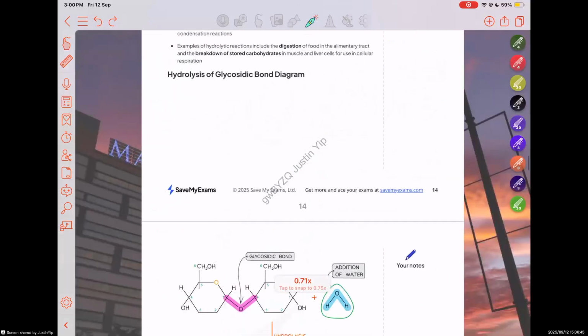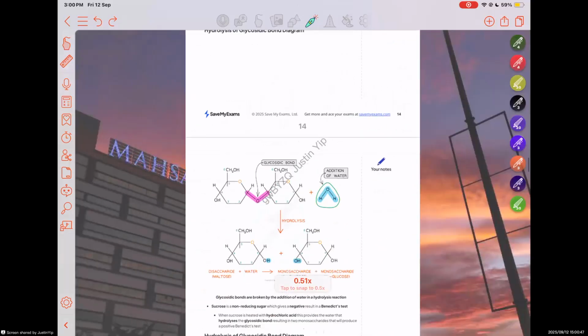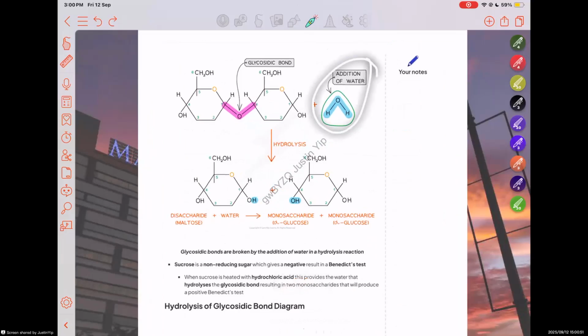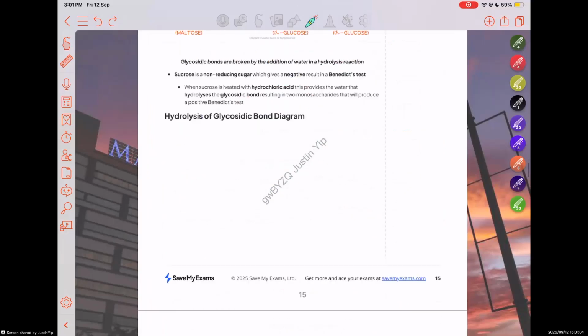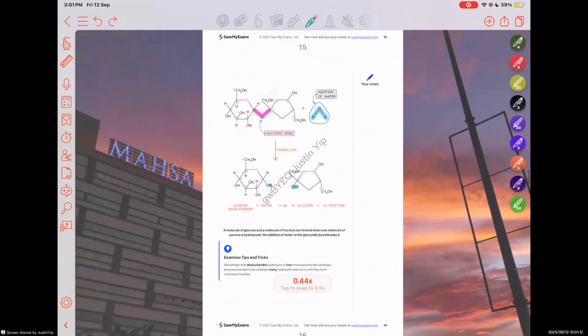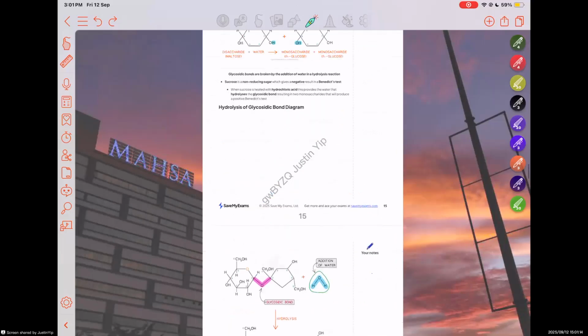Yeah, this one is the summary of it. Although it's a bit detailed here, the summary is that when you add water, you can break this bond and they will form back the initial things they had. Same goes for the part below. I add water into here, I get back what I want. So this is the first part of today's lesson.